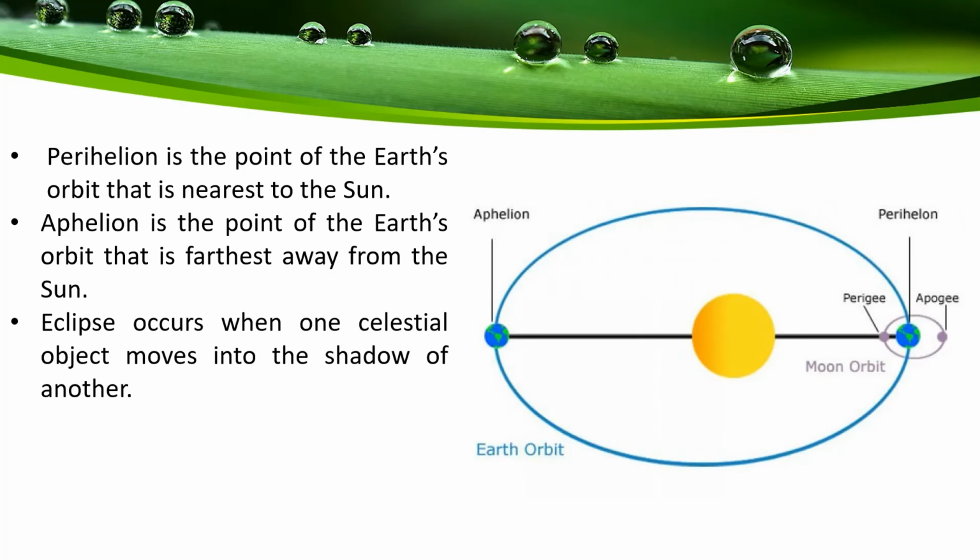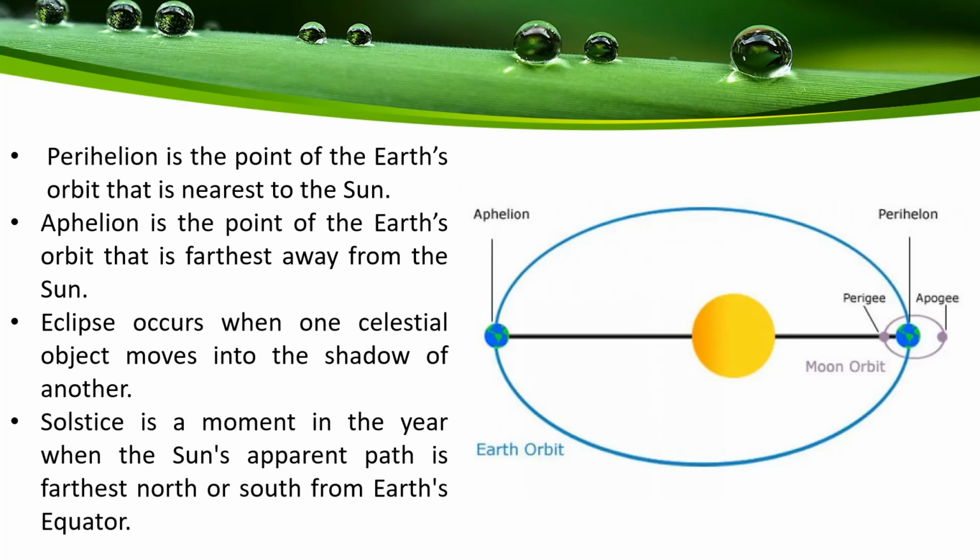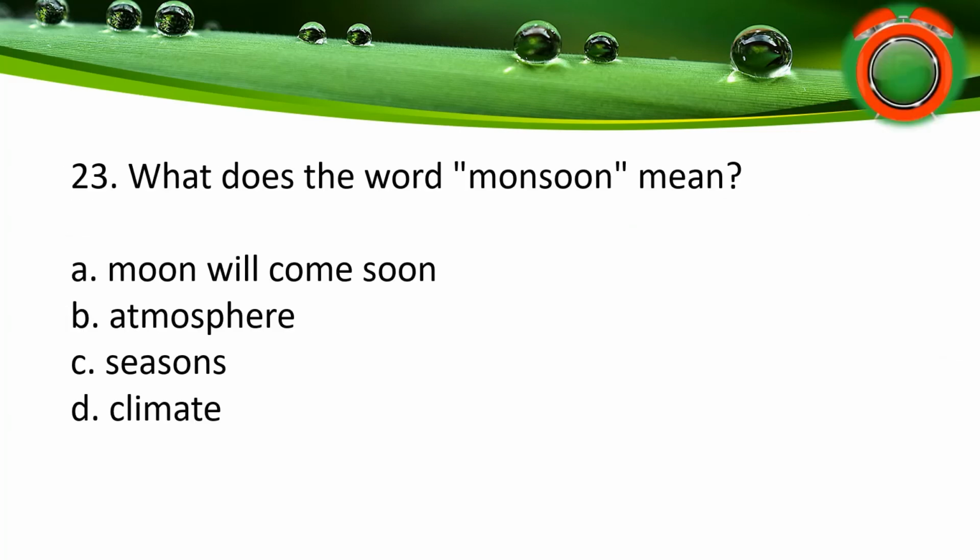Yung eclipse naman, nangyayari when one celestial object moves into the shadow of the other. Kagaya lang halimbawa pag nagkakaroon ng lunar eclipse or ng solar eclipse. Solstice naman is a moment in the year where the sun's apparent path is farthest north or south from Earth's equator. Number 23 question. What does the word monsoon mean?